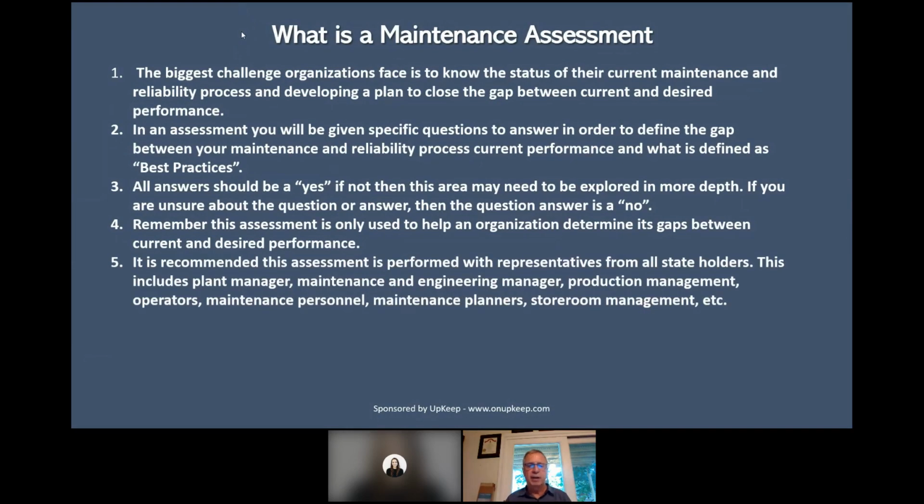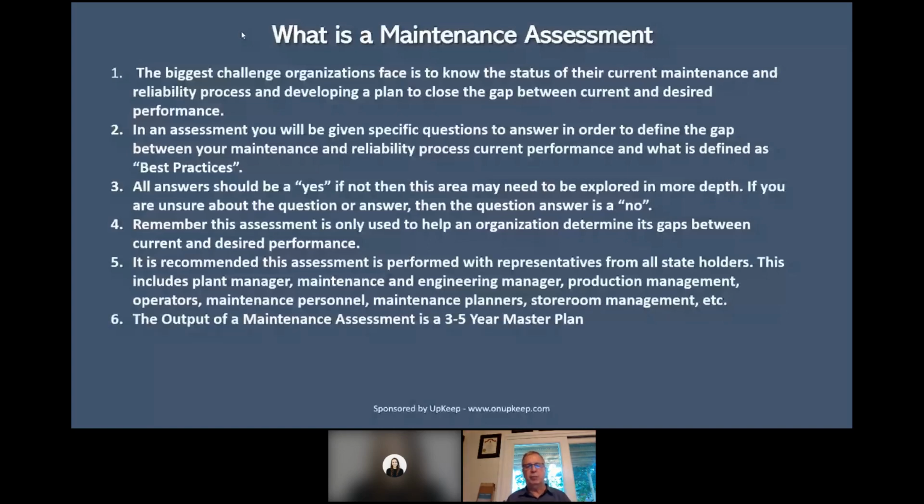It's recommended that this assessment be performed with representatives from all stakeholders. This includes the plant manager, maintenance and engineering manager, production management, operators, maintenance personnel, maintenance planners, and storeroom management. You don't mean all the stakeholders in there, you need representatives of stakeholders. You may have 2 mechanics and 1 electrician, probably the ones with the worst attitude because they'll tell you more. Planners, I'd probably have 1, storeroom management 1, operators maybe 3 or 4, and so on.